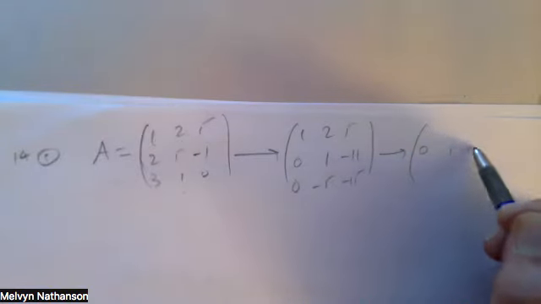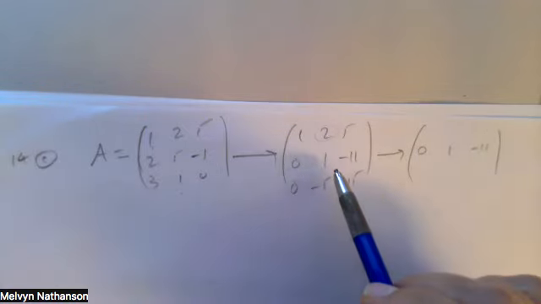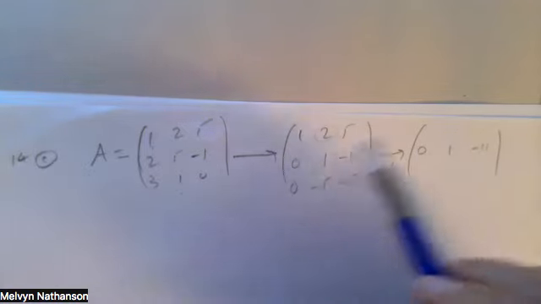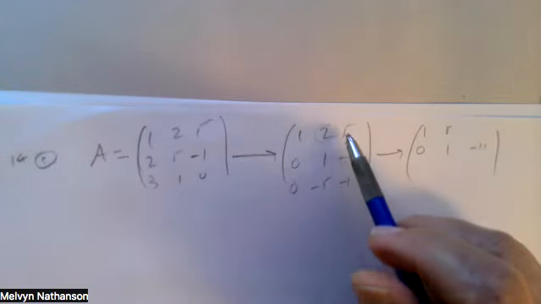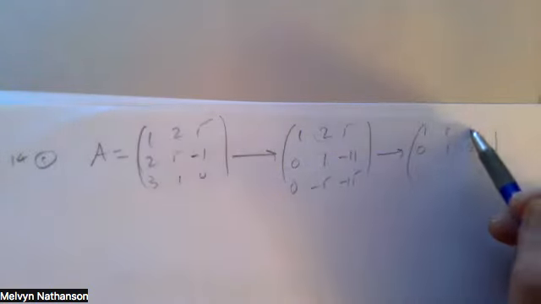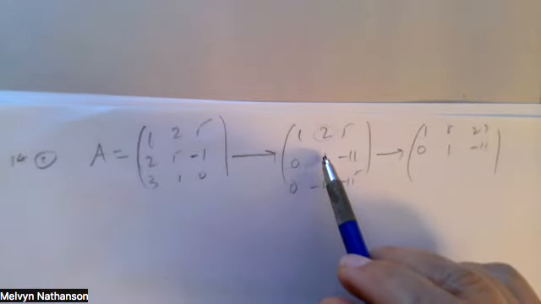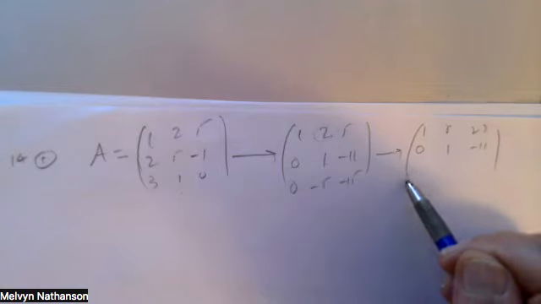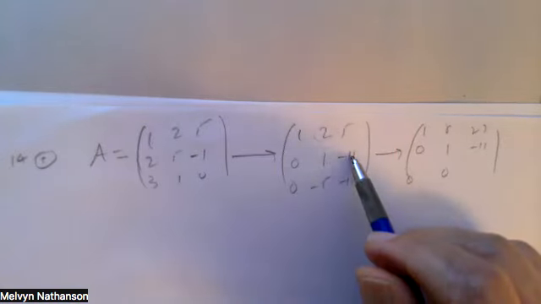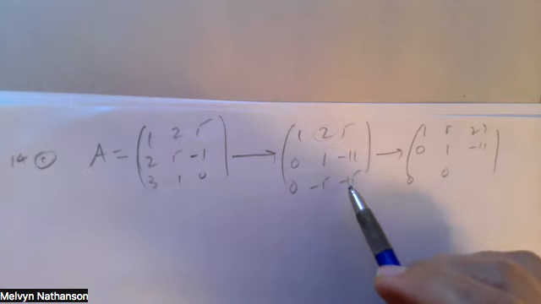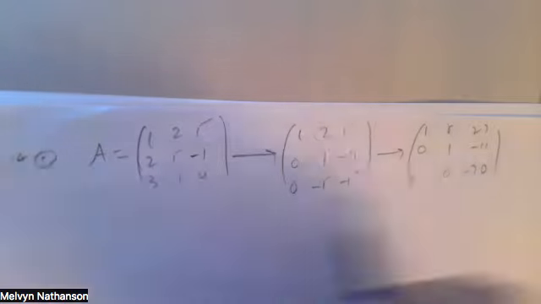Here I have my second row. I want to get a 0 here, so I take the first row minus twice the second. 1 minus 0, 2 minus 2, 5 plus 22 is 27. If I add 5 times the second row to the third, I get 0 plus 0, 5 minus 5, minus 55, minus 50, minus 70.